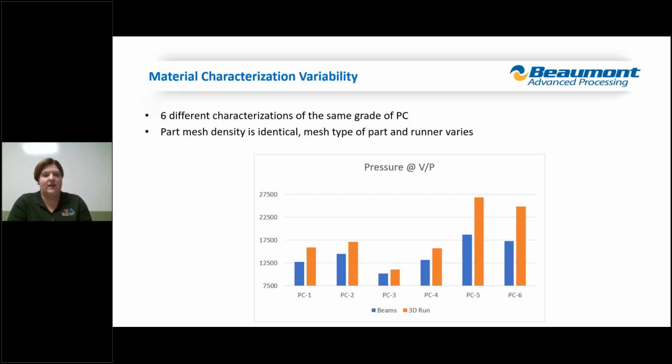The only change I've made here is you'll see a blue and orange bar. One is meshed with beam as runner systems, which are simple, quick, easy. One is meshed with 3D tetrahedrals. The big takeaway is they use different solvers, so you will get different answers between them, right? And you can see there's a wide variation in pressure predictions on this.